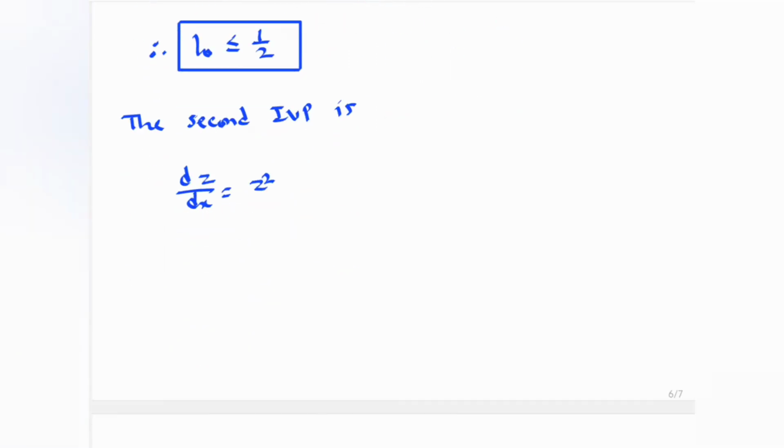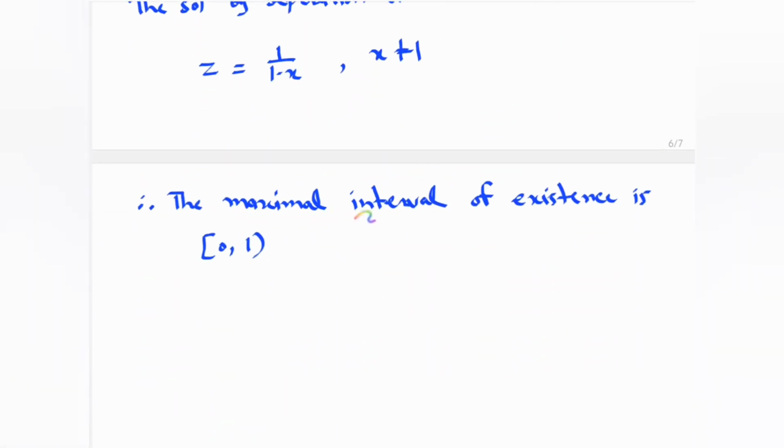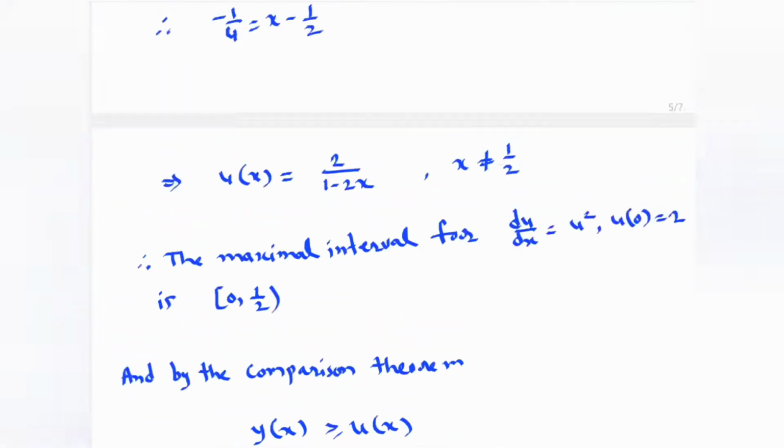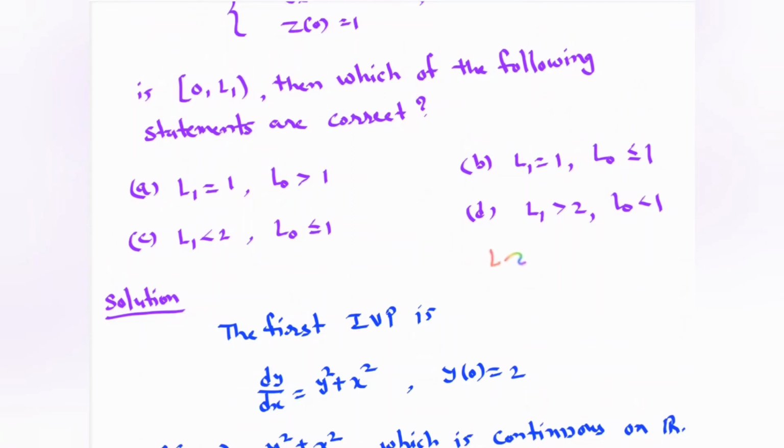Now we will analyze the second initial value problem dz by dx equal to z square, subject to z(0) equal to 1. By using the method of separation of variables, the solution will be z equal to 1 upon 1 minus x, when x is not equal to 1. So the maximal interval of existence will be 0 to 1. Therefore L1 equal to 1. So by analyzing both the initial value problems, we got L0 less than or equal to 1 by 2 and L1 equal to 1.